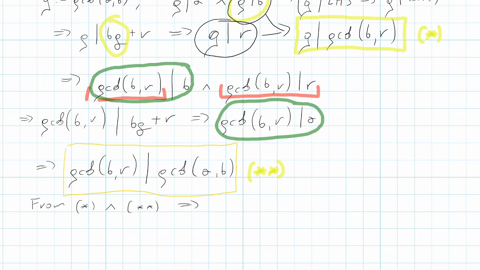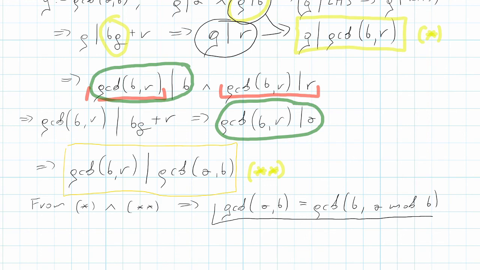it follows that these two greatest common divisors are equal up to a unit, but the greatest common divisor is defined only up to a unit, up to a multiplication by an invertible element. So the greatest common divisor of a and b equals the greatest common divisor of b and r, where r was the remainder, so it's a mod b. And this is exactly the assertion of our theorem. So this proves the proposition.